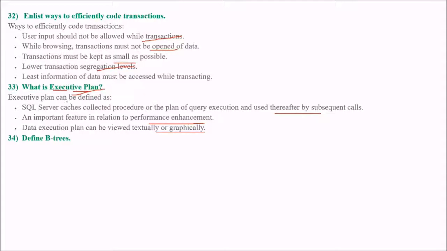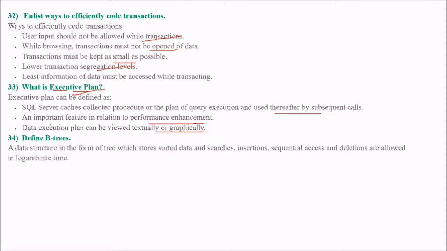Define B trees. B trees and B plus trees are always asked. This is a data structure, a form of tree, which stores sorted data and allows searches, insertions, sequential access, and deletions. These are allowed in logarithmic time only.